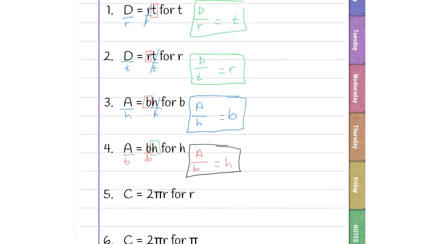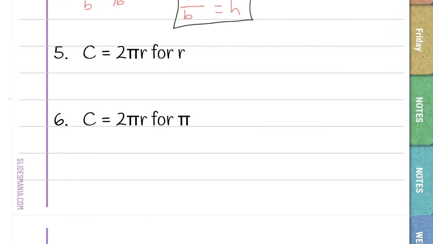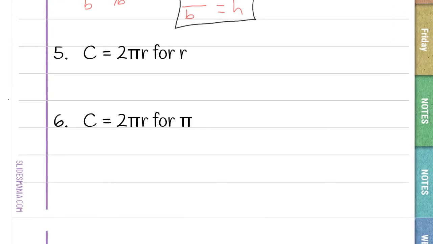All right. Now, sorry about that. The next one is c is equal to 2 pi r. Solve for r. So I'm going to put a box around whatever it is I'm solving for. In this case, it's r.